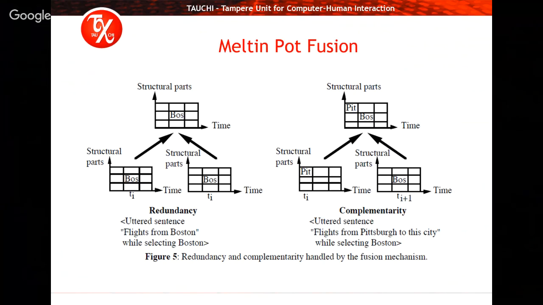There is another example of flights from Boston. So this is a system where you can speak and then click on the display. The user clicks Boston and says flights from Boston. So we get the Boston into this slot where it could go, and then, well, basically we just in this case assume that, okay, the user repeats him or herself, and flights from Pittsburgh to this city and selecting Boston. So here is how the form might look like in this case.